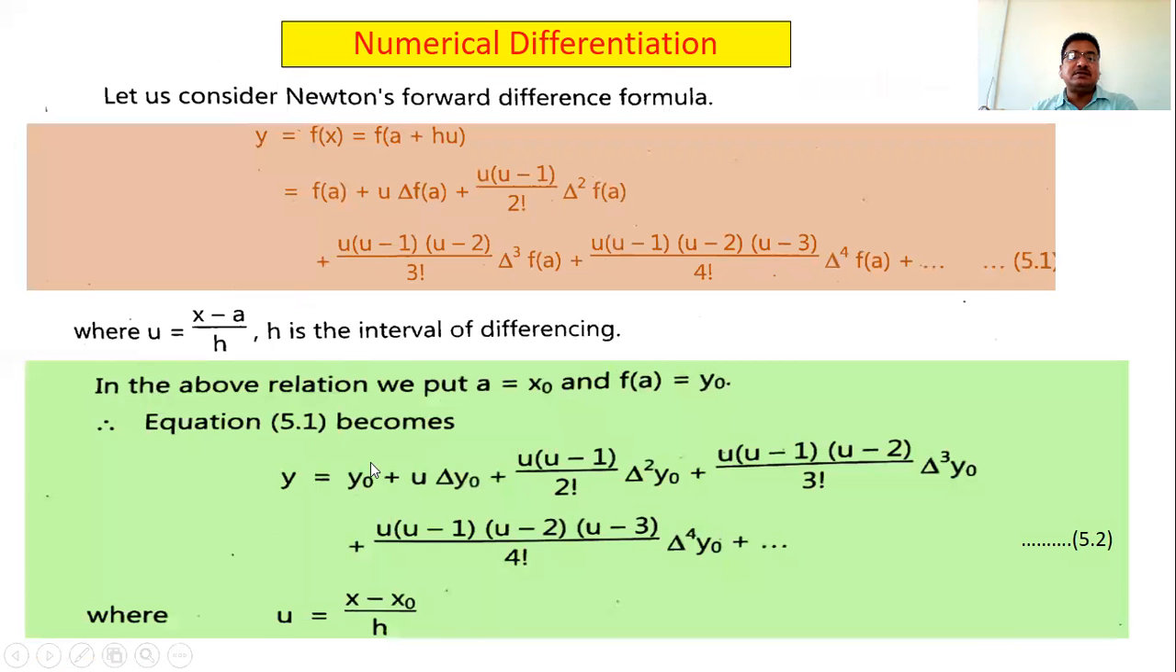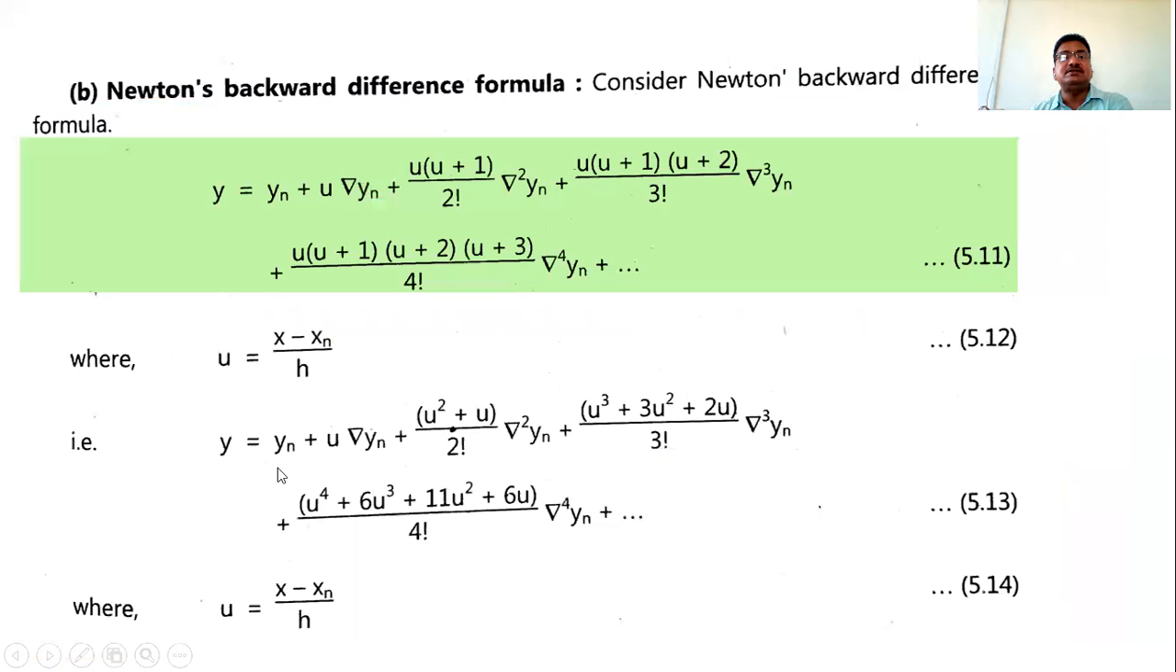This is the Newton's forward difference interpolation formula. So here y₀ is replaced by yn, Δ is replaced by ∇, and u minus 1, u minus 2, u minus 3 are replaced by u plus 1, u plus 2, u plus 3, and so on. And u is what? (x minus last point) divided by h, that is (x minus xn) divided by h, and then we multiply these terms. Then u is (x minus xn) divided by h, and we have to differentiate this with respect to x.